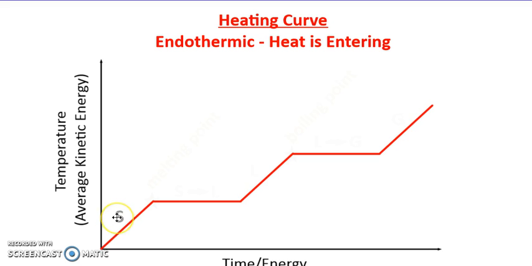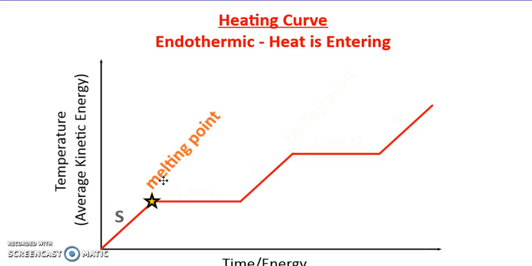In this first incline here, we just have our solid phase. Our temperature is increasing, so there's a change in our average kinetic energy, but there is no change in our potential energy. The point when one of our solid particles turns into a liquid particle is called the melting point.